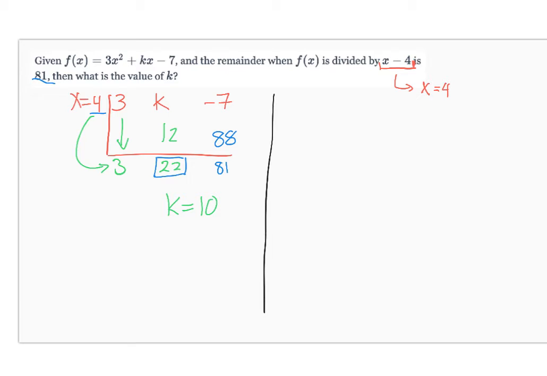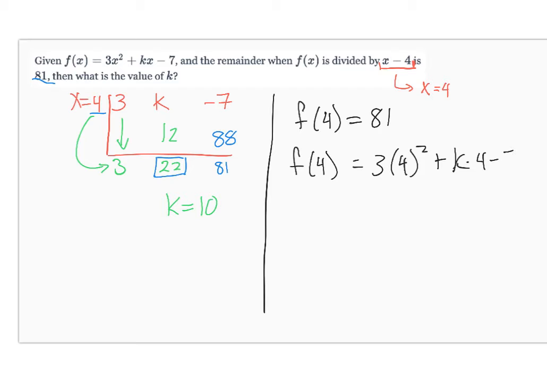All right, then making use of the remainder factor theorem, which is what I thought I was doing originally. The big idea is that f of 4 is also going to give us 81 as an answer. So let's plug it in and see what happens. So f of 4 is going to be 3 times 4 squared plus k times 4 minus 7. 3 times 4 squared is going to be 16 times 3 is 48. Minus 7 is going to be 41.